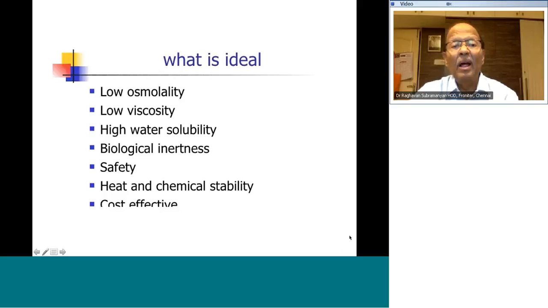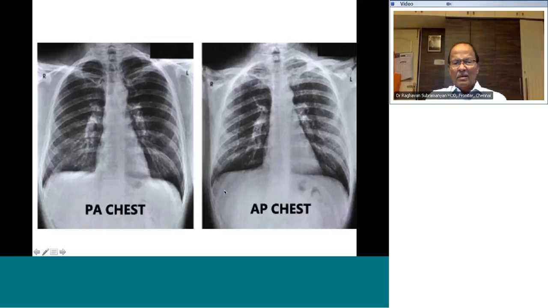Okay. Now, these are the ideal qualities of a contrast agent: low osmolality, low viscosity, high water solubility, biological inertness, safety, stability, and cost effectiveness. Unfortunately, we have no contrast media which fulfills all the criteria. Iohexol fulfills the first three of them, but it is quite expensive. Whereas the other ones have a higher osmolarity, but they are often cheaper. So somewhere you have to make a trade-off.